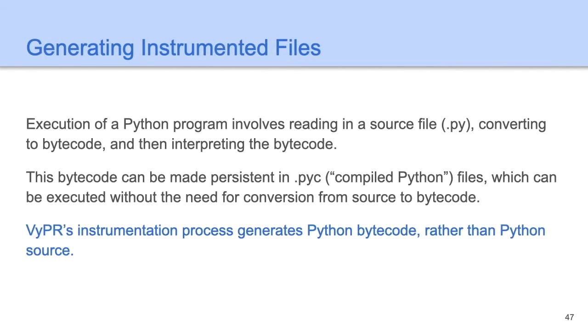The final stage of instrumentation is to actually place the instrumentation code in the target program. To do this, we take advantage of Python's intermediate bytecode representation of programs. Normally, execution of a Python program involves reading in a source file, which is .py, converting that to bytecode and then interpreting the bytecode. This bytecode can be made persistent in PYC files, which are essentially compiled Python files, and these can be executed without the need for conversion from source to bytecode. The instrumentation process performed by VyPR generates Python bytecode rather than Python source code. We're now going to take a brief look at what this involves.